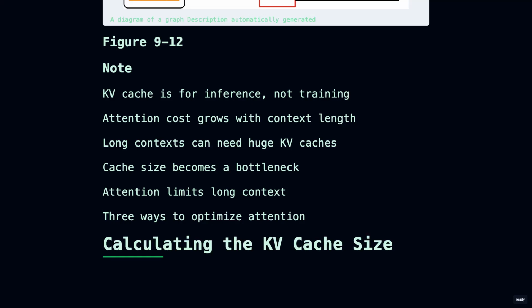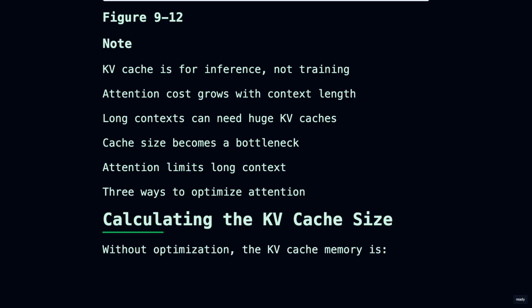In this section, we'll estimate how much memory the KV cache uses, and then look at the main ways people reduce that cost. The key idea is that cache size can quickly become a limiting factor during inference. Let's start with the baseline formula. This gives us the raw memory cost before any architecture changes or cache optimizations are applied.